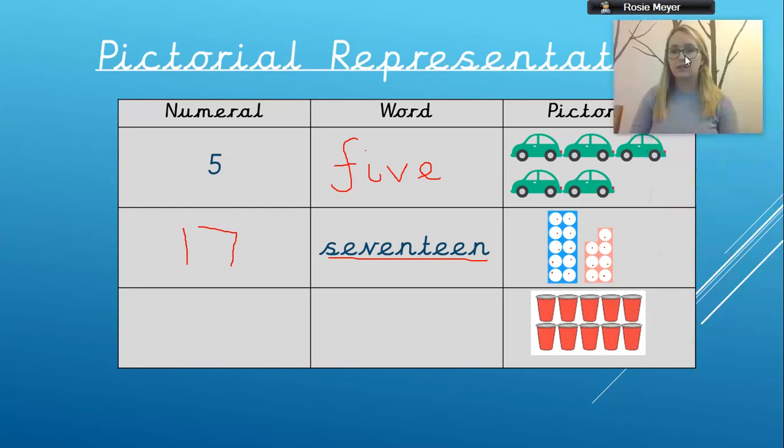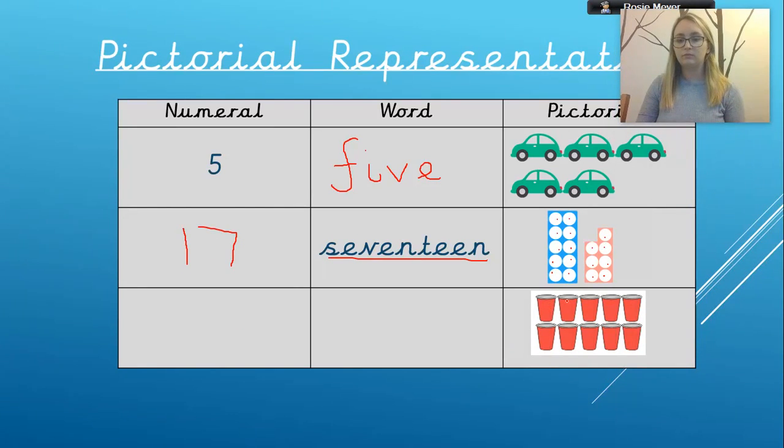Looking at the bottom one, we've got some red cups. Let's count those red cups. We've got 1, 2, 3, 4, 5, 6, 7, 8, 9, 10. 10. So we know our numeral number 10 is a 1 and a 0. And we can sound out the word 10. Fantastic. So that is our way of using those words that we learned last week, the written words for those numbers, the numerals that we already know, and finding another way of representing.